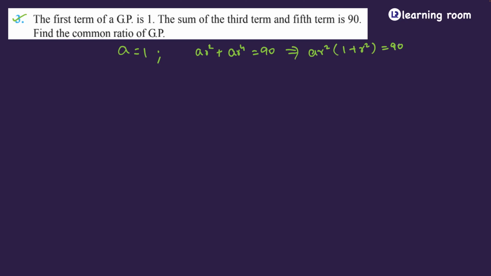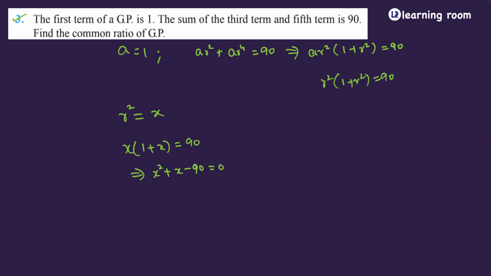Now we need to find the common ratio. We know that A is equal to 1. So r square into 1 plus r square is equal to 90. So how to solve this? If you observe, I can take r square is equal to some x. So when I take r square is equal to x, I'll get x into 1 plus x is equal to 90, or it is x square plus x minus 90 is equal to 0.